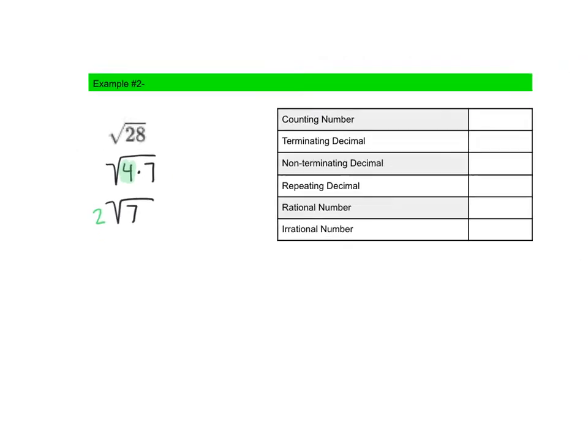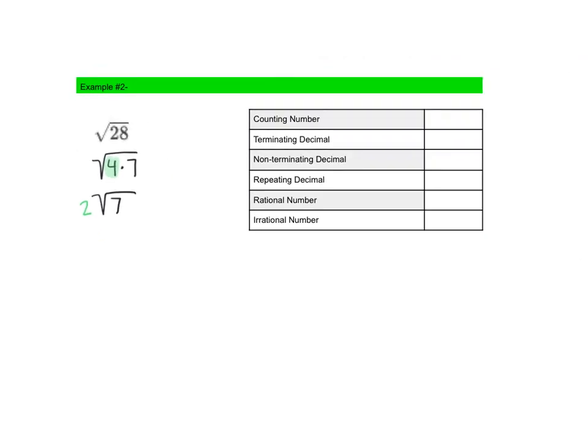So I'm going to classify it off to the side based on what I know about this number. So, is this a counting number? No, this is not a counting number. This is 2 times the square root of 7. Is it a terminating decimal? Well, I would have to figure this out in my calculator, and I would have to do this math. So the square root of 7, that is not going to be a rational number. That's going to be a decimal that continues to go on forever. 7 is a prime number, so it's going to go on forever. It's not going to terminate, so it's not going to be a terminating decimal.